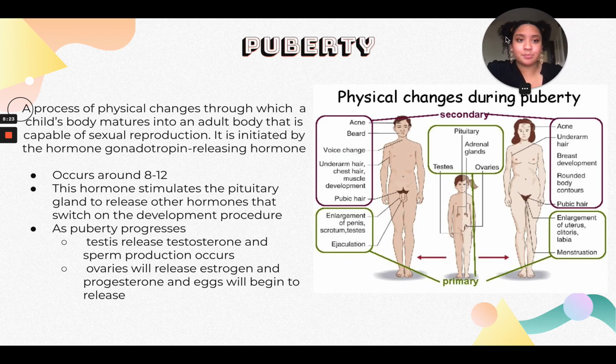Okay, next is puberty. Puberty is just a process of physical changes where a child's body starts to mature into an adult body that is capable of sexual reproduction. Okay, so it's able to reproduce. It starts by the initiation of this hormone that's released called gonadotropin releasing hormone. Okay, and that occurs around 8 through 12. It depends on everyone, but it's usually around 8 to 12 years old.